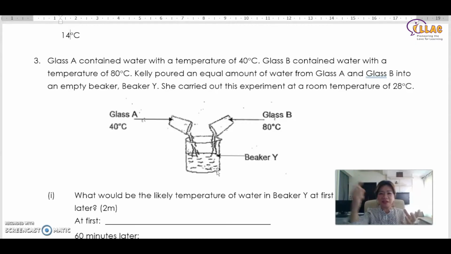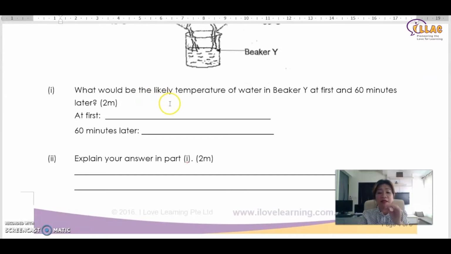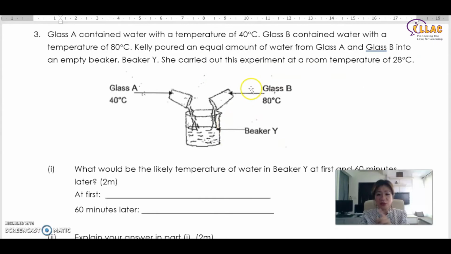So what would be the likely temperature of water in beaker Y at first and 60 minutes later? So you note that the question says she carried out this experiment at a room temperature of 28 degrees Celsius. So the temperature of the water will not remain at 60 for too long because it will lose heat. Right? It doesn't say what material this is, but you will assume that it will lose heat. You can see through, right? So it's most likely glass. Glass is not exactly a very good conductor of heat. Therefore, it will lose heat. It's a good conductor of heat, I'm sorry. It will lose heat and therefore reach 28 degrees Celsius room temperature 60 minutes later. Those are some of the assumptions that you will make for this kind of question, right?